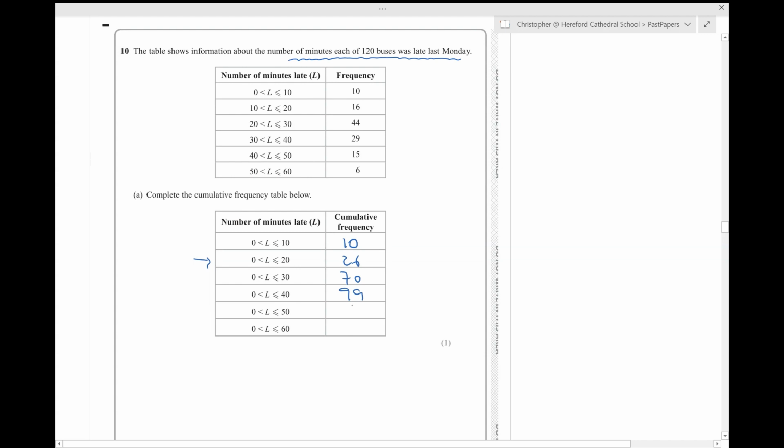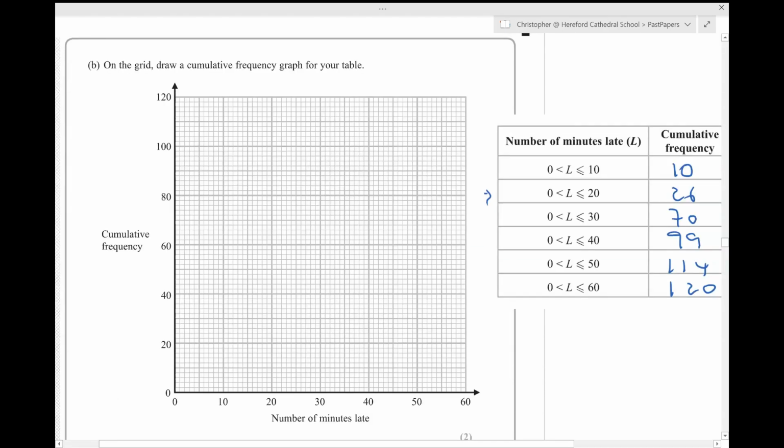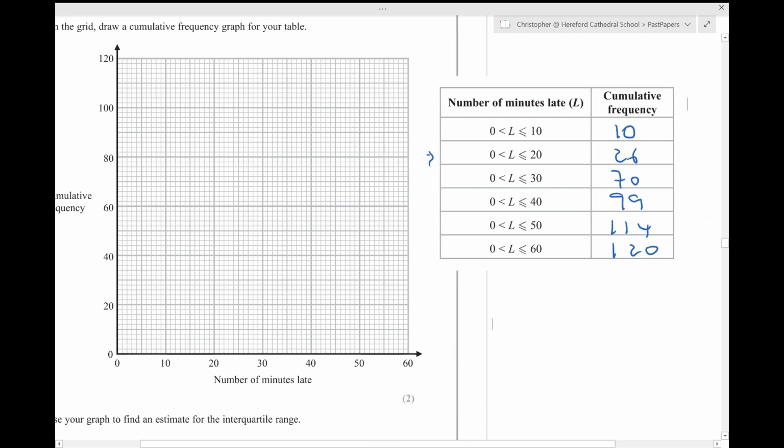Add on 15 onto that, gives me 114. And then the final 6 gives me 120 buses were between 0 and 60 minutes late. And that's part A of that question done. Okay, part B. On the grid, draw a cumulative frequency graph for your table. Right, I've copied the table down here so I can see it as I do my cumulative frequency graph.